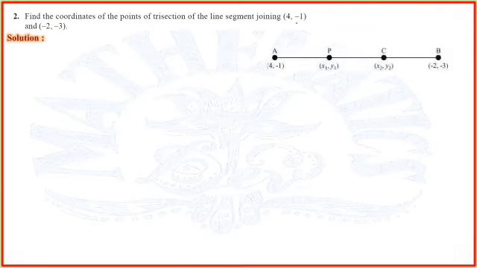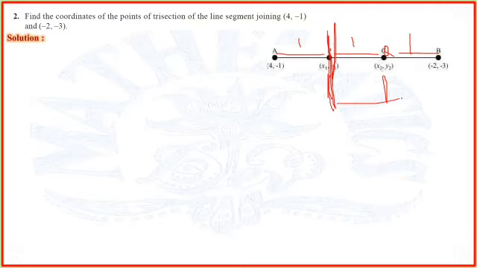Let us go for its solution. This is trisection. We have 2 points, P and Q, which trisect the segment. Trisect means 1st division, 2nd division, and then 3rd division, and all these divisions are equal. Suppose this is 1 meter, then this will also be 1 meter, and this will also be 1 meter.